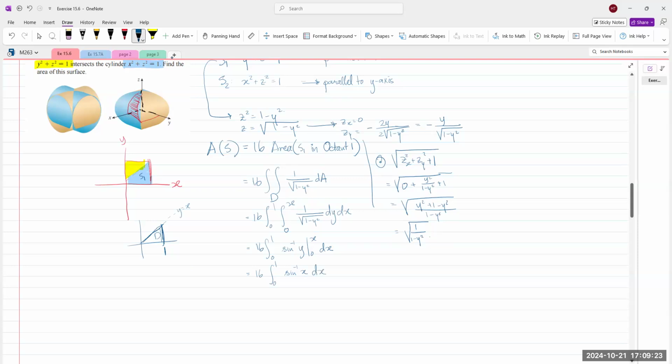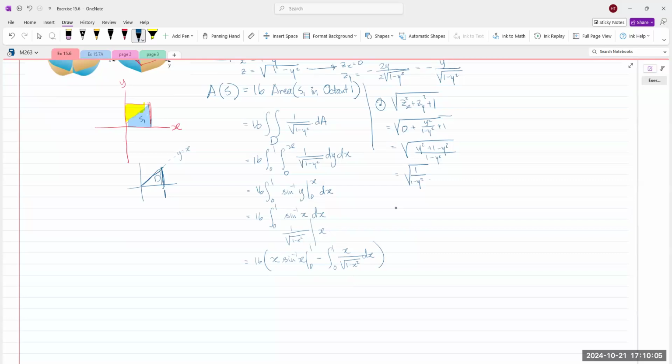Now, how to integrate this further is another story, but I will do integration by parts. The derivative of sine inverse x is 1 over square root of 1 minus x squared. This is x here, so that will be 16 times x sine inverse x from 0 to 1, which is just sine inverse 1 later on, minus the integral from 0 to 1 of x over square root of 1 minus x squared dx, where I will do integration by substitution.